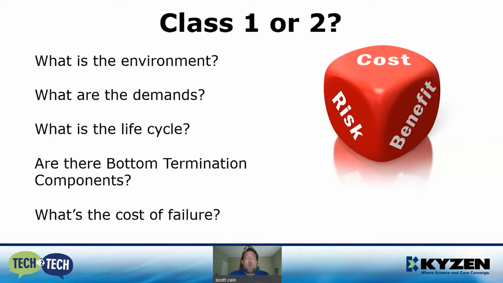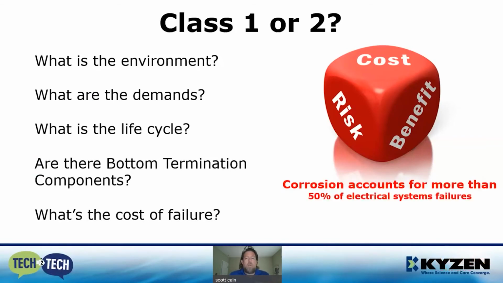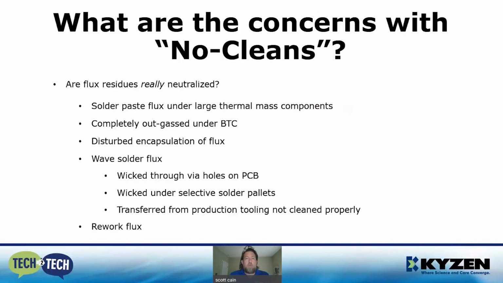And finally, what's the cost of failure? If the Game Boy dies, yeah, it's going to be a long trip and Billy's going to be screaming a little bit, but that's a whole lot different than if the braking system on your car fails. What's the replacement, and what's the total cost of what's at risk? Keep in mind, corrosion accounts for more than 50% of electrical system failures. And that's what we're trying to figure out: do we need to clean those class 1, class 2 no cleans?